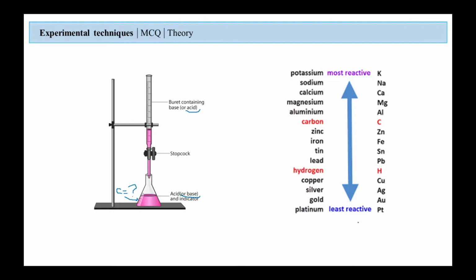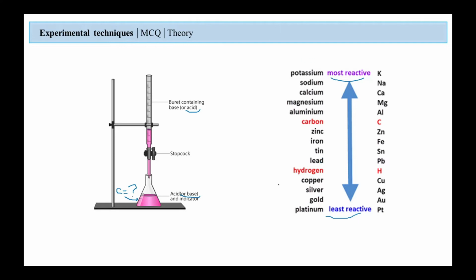Now for the reactivity series, you can see here that all the metals are arranged from the most reactive until the least reactive, from potassium till platinum. Actually, we have potassium, sodium, calcium, magnesium, aluminum, carbon, zinc, iron, tin, lead, hydrogen, copper, silver, gold, and platinum.